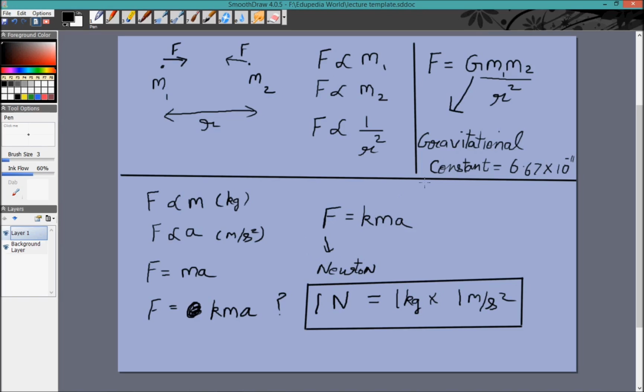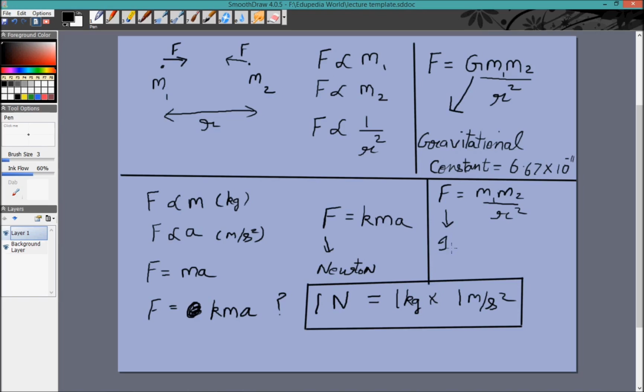Now, I could similarly do the same thing in gravitation and I could say F is equal to m1 m2 by r squared, not G m1 m2 by r squared. But now I define this in a new unit.